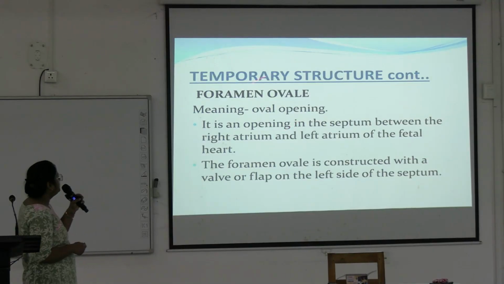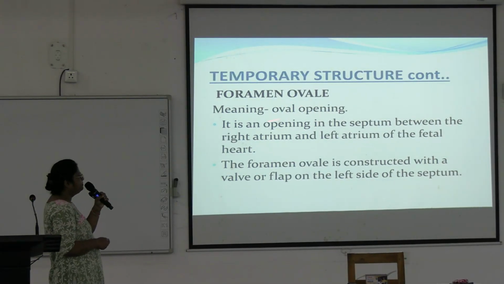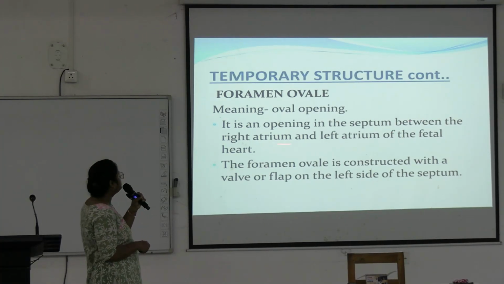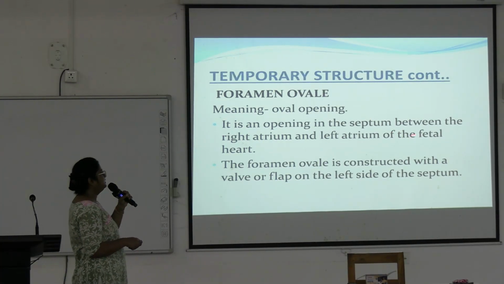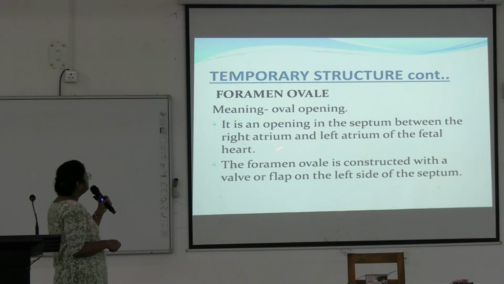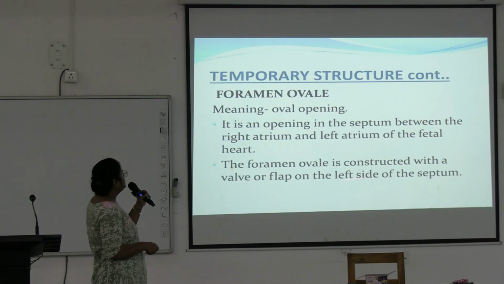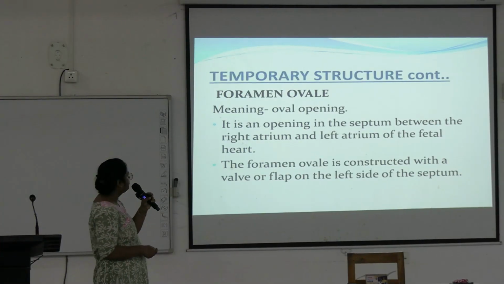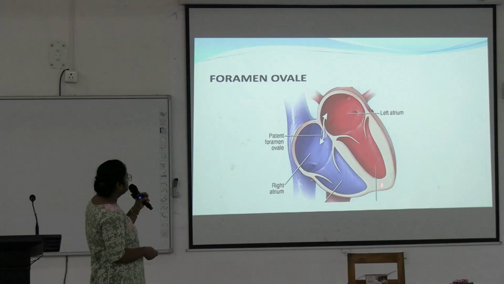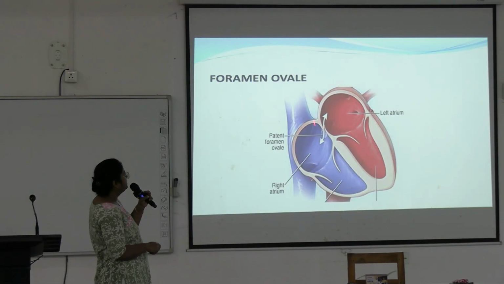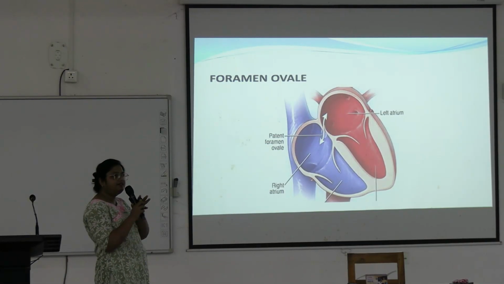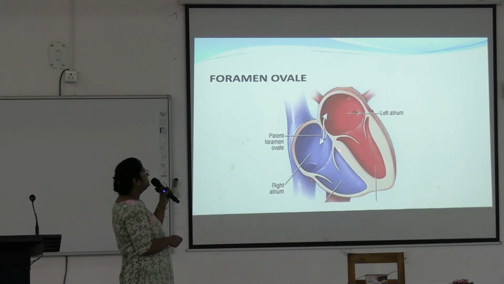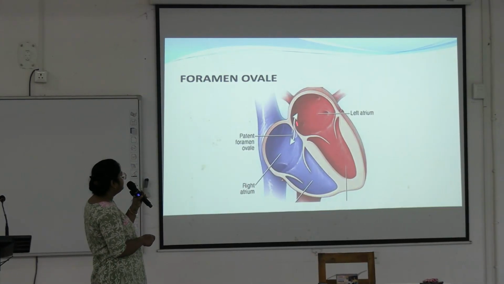Next is the foramen ovale. It is an oval opening in the interatrial septum between the right atrium and left atrium of the fetal heart. The foramen ovale is guarded by a valve or flap on the left side of the septum. Here, this is the foramen ovale. You have read the development of the interatrial septum. Septum primum is joining with the endocardial cushion, and this is the septum secundum.